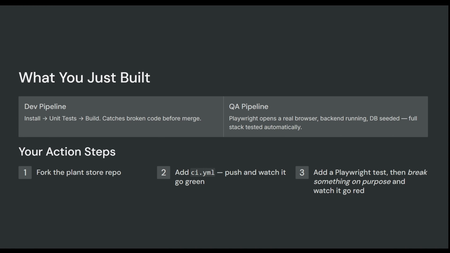So here's what we built. We got GitHub Actions running automatically on every push. On the dev side, it installs all dependencies, runs unit tests, builds the front end. Any broken code gets caught before it merges. On the QA side, Playwright opens a real browser. The backend is running, the database is seeded, and we click through the actual app and make sure it works. And all of this happens without anyone having to remember to do it.